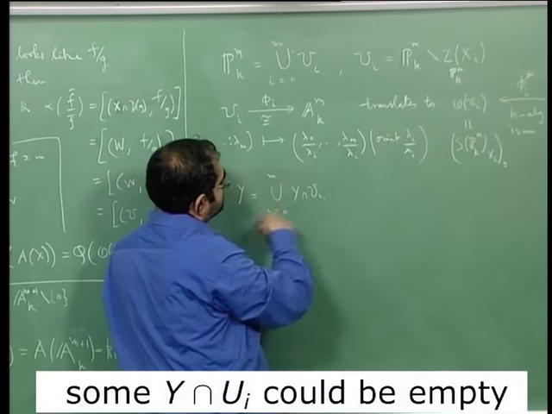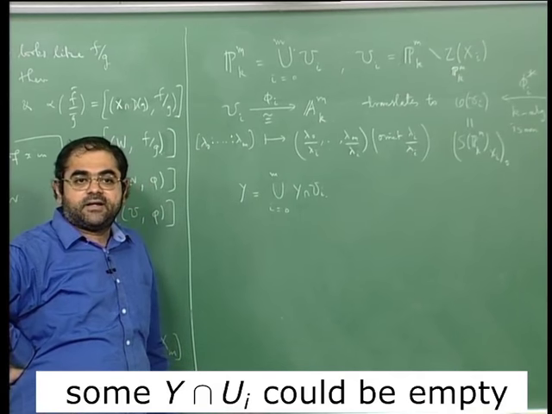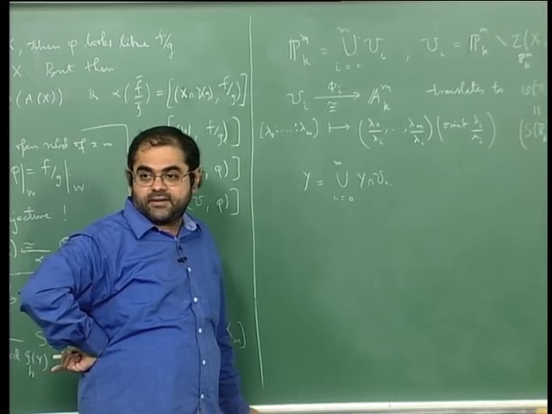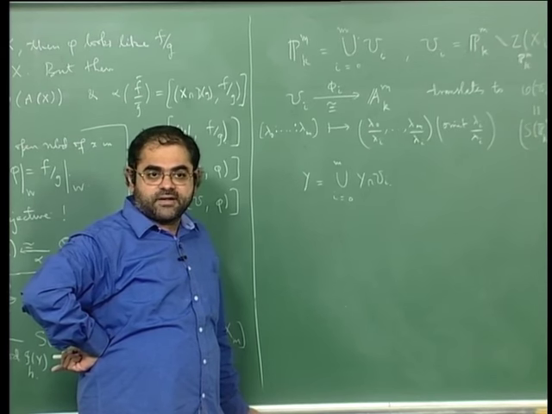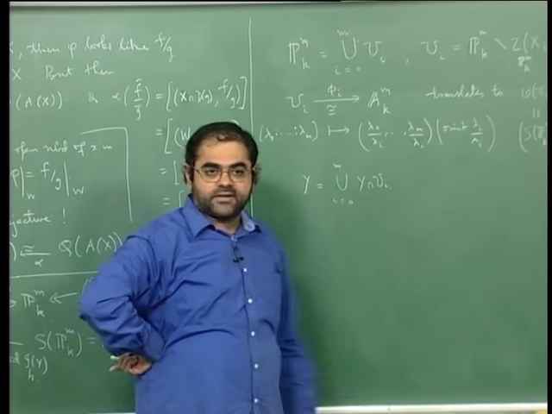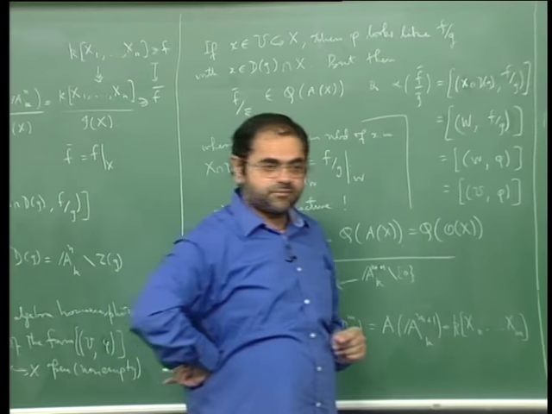You know, we used this to show that any projective variety is a union of affine varieties, and we later on proved that any quasi-affine variety is also a union of affine varieties, and therefore we proved that any variety is a finite union of affine varieties. So the affine varieties are the building blocks of all varieties.